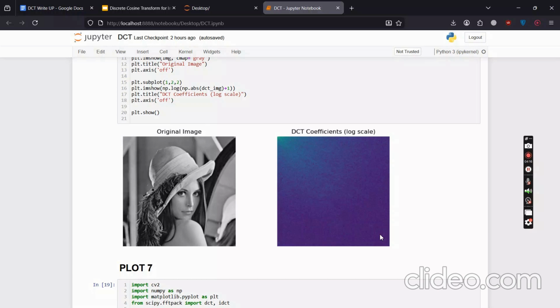Most of the important visual information is packed into a small number of low frequency coefficients, which is why DCT is highly efficient for image compression.